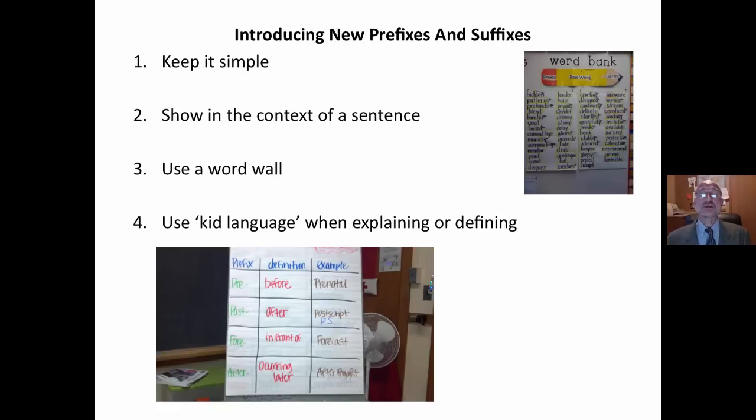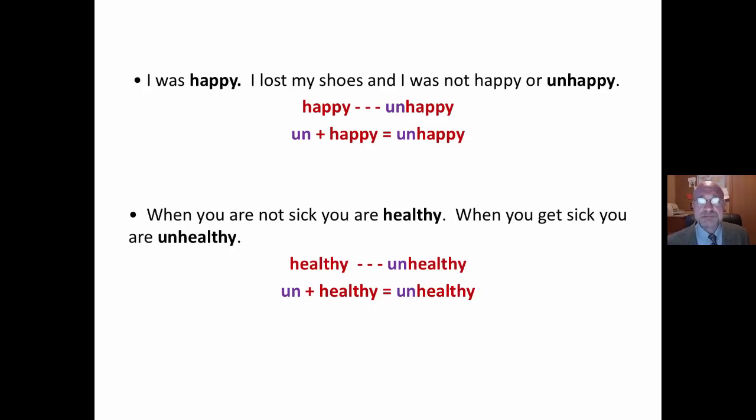When introducing new prefixes and suffixes, keep it simple. Remember, we aren't teaching, we are developing the ability to recognize these prefixes, suffixes, and root words. Show it in the context of a sentence whenever possible. Use a word wall as a teaching tool so they can see the words on the wall either with prefix or separate, and always use kid language when explaining or defining. Don't use dictionary language.